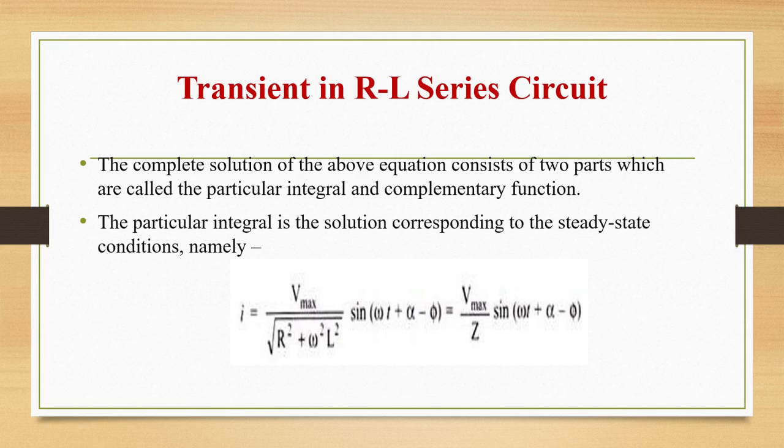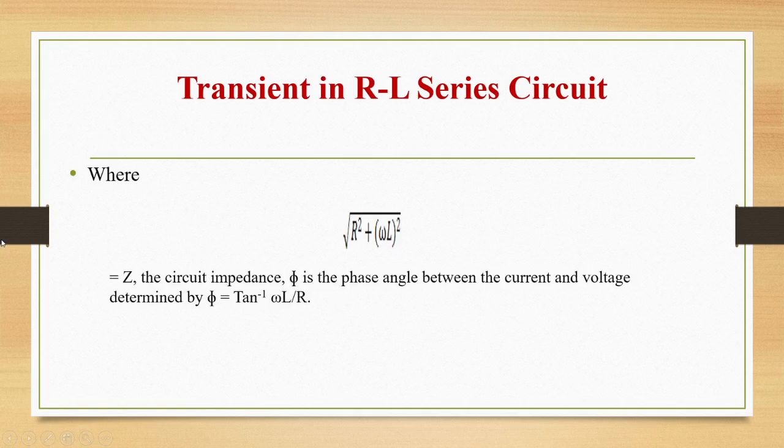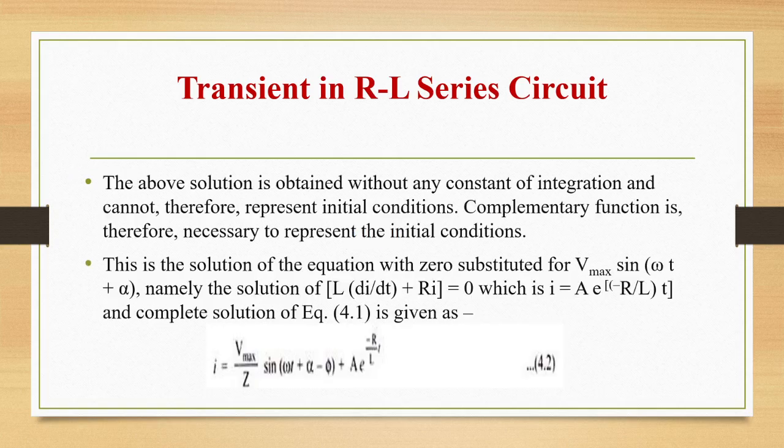The complete solution of the above equation will consist of two parts, which are called particular integral and complementary function, that is PI and CF. The particular integral is the solution corresponding to the steady state condition, namely i equal to Vmax by root of R square plus omega square L square sine of omega t plus alpha minus phi, that is Vmax by Z sine omega t plus alpha minus phi, where root of R square plus omega L whole square is equal to Z, that is circuit impedance, and phi is the phase angle between the current and the voltage, which is determined by phi equal to tan inverse of omega L by R.